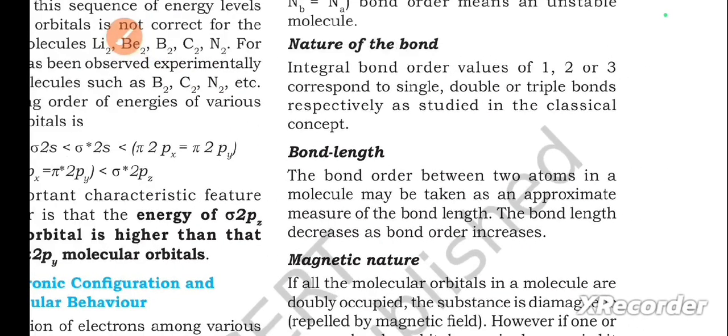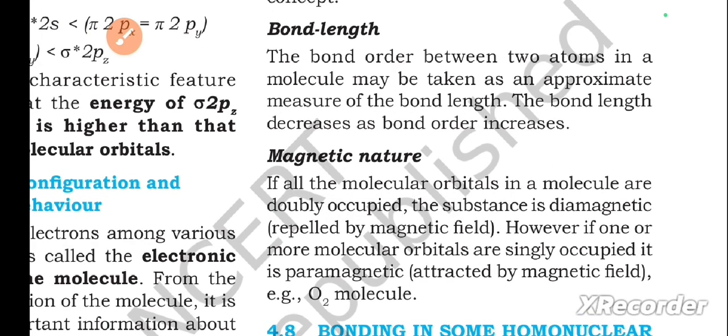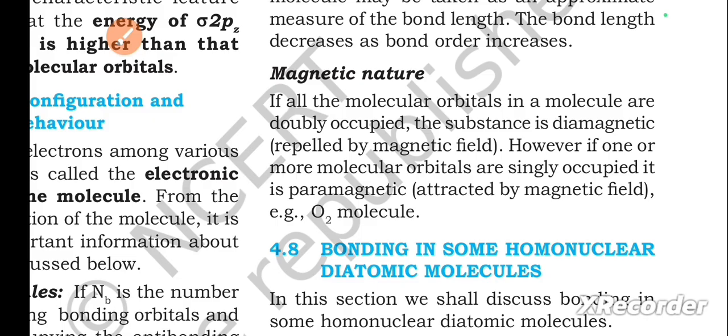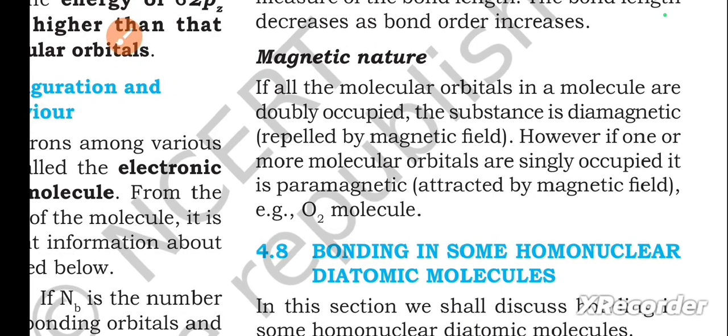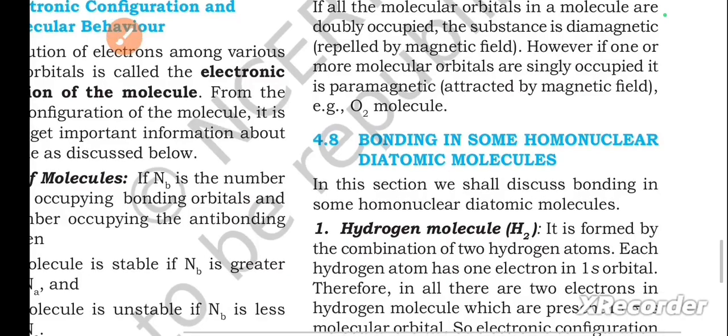Bond length. The bond order between two atoms in a molecule may be taken as an approximate measure of the bond length. The bond length decreases as bond order increases. Next, magnetic nature. If all the molecular orbitals in a molecule are doubly occupied, the substance is diamagnetic, repelled by magnetic field. However, if one or more molecular orbitals are singly occupied, it is paramagnetic, attracted by magnetic field. Example, O2 molecule.